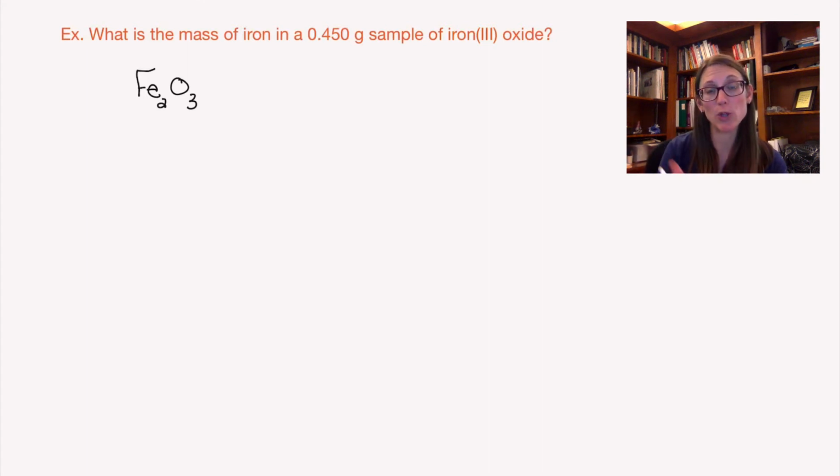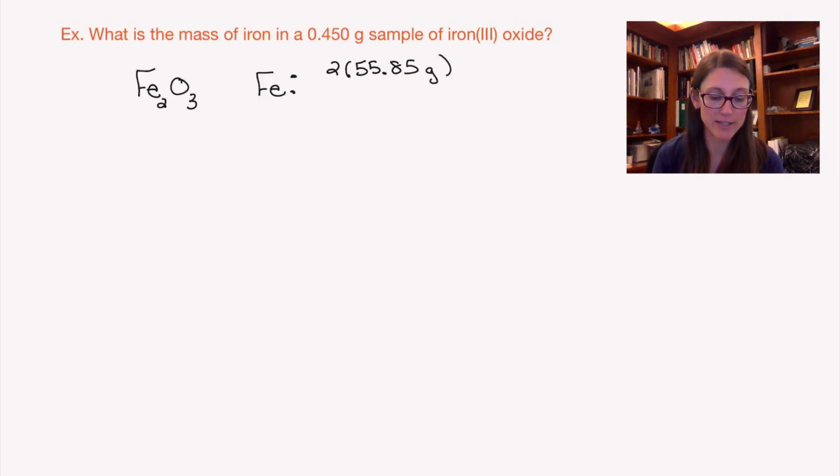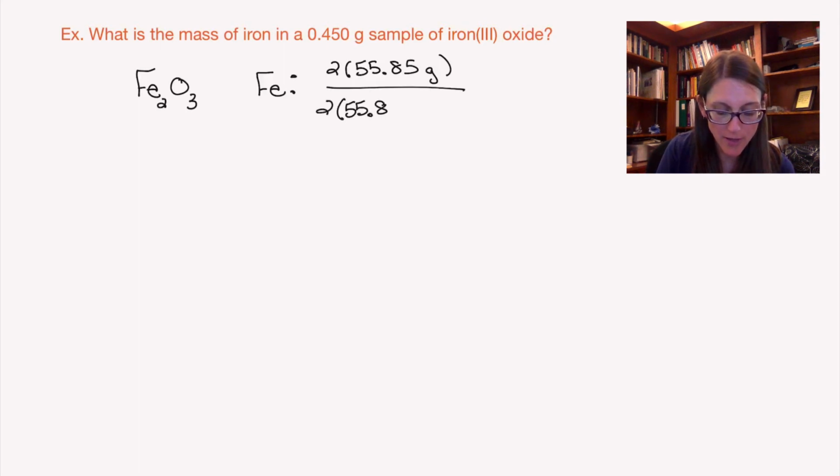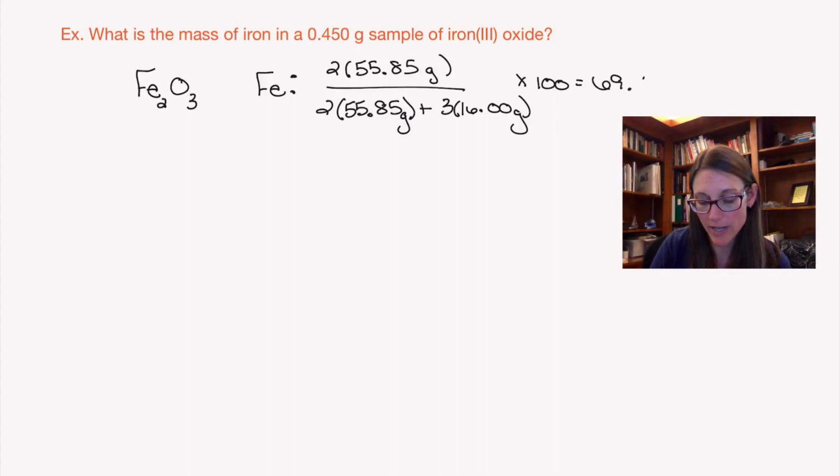You obviously need to start with the proper formula because the subscripts impact your math. So in this case, the iron is the part that we're interested in. So I'm going to put that on top. And in a mole of iron(III) oxide, the mass of iron will be 2 multiplied by 55.85. That's the molar mass of the iron itself. And then the total mass of the iron(III) oxide will be the 2 irons and 3 oxygens. And this is 69.9%. So it's 69.9% iron.